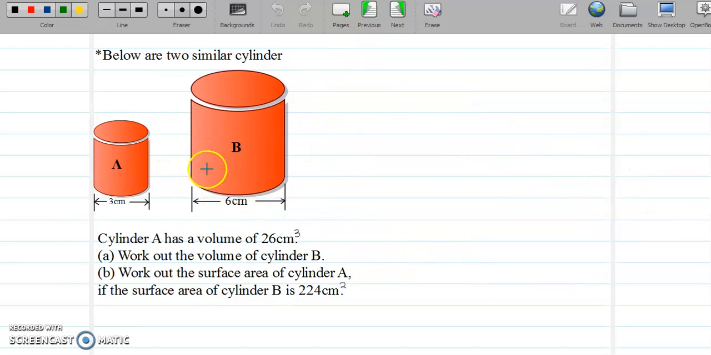Now look at this shape. It says below are 2 similar cylinders. Cylinder A has a volume of 26 cm cube. Work out the volume of cylinder B. If you're asked to work out the volume of cylinder B, first of all, I look for the length scale factor. The length scale factor is the length of the big one divided by the length of the small one, which is 6 divided by the small one, and that gives us 2.